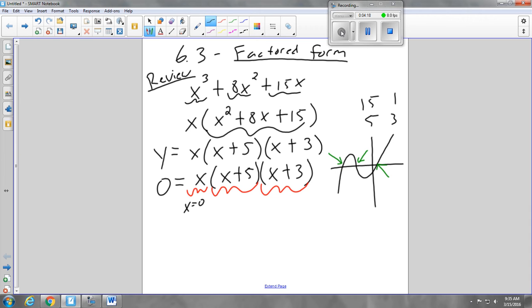What about this one? -5. Right, x would have to be equal to -5 to make this equal to 0. This one? X is equal to -5, and then x is equal to -3. So that's kind of the general concept of why we're doing a factored form, is because we can quite easily see what the x-intercept is going to be.